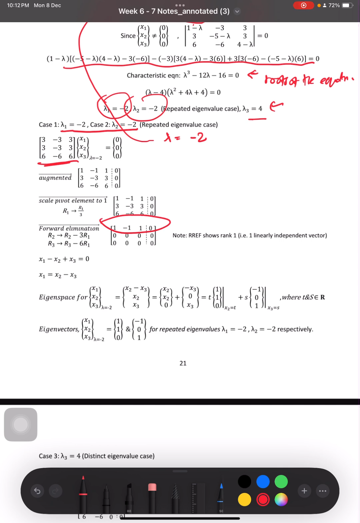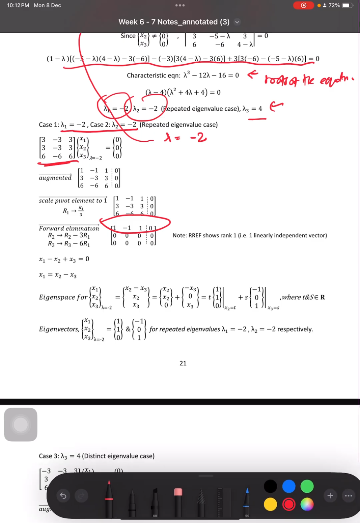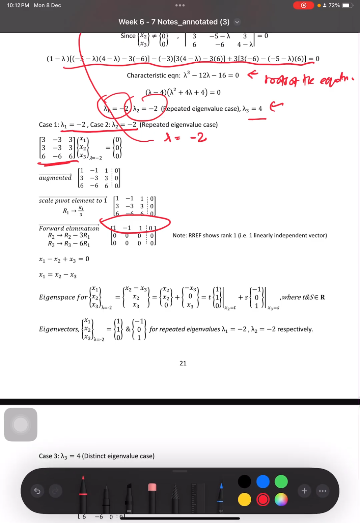There is no exact solution. The x1 depends on the value of x2 and x3. So you can leave it as it is, like this. x1 is x2 minus x3, and x2 and x3 are free. Of course you can replace the values as shown in here for this case of lambda, but if you leave it like this it is also correct.